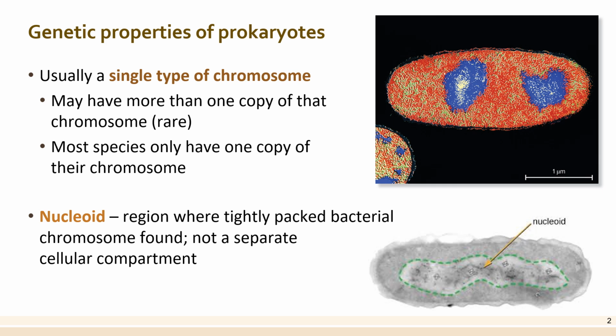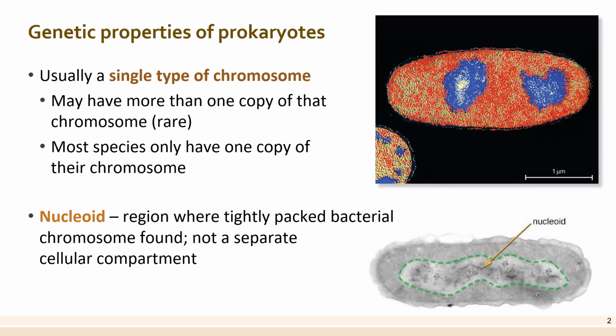We'll also talk about another type of chromosome called the plasmid, which is a small chromosome separate from the nuclear DNA. The chromosomes in a prokaryotic cell are going to be found in the nucleoid region. This is a region in the cell where the bacterial chromosome is packed in and generally stays, but it is not separated by a membrane like the nucleus in our eukaryotic cells.